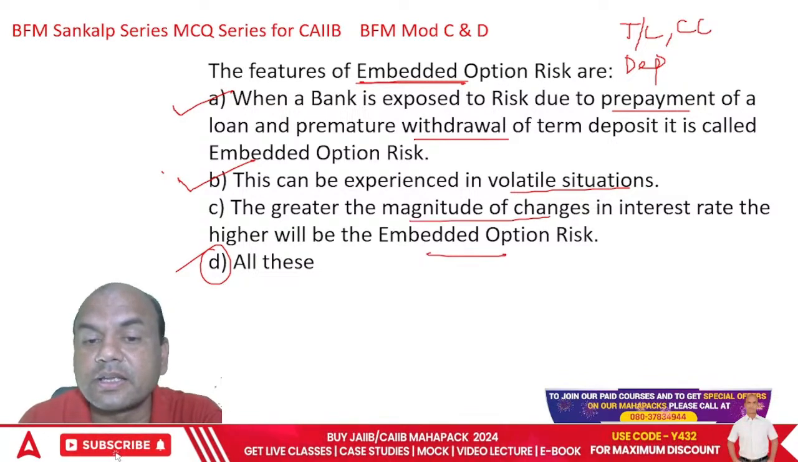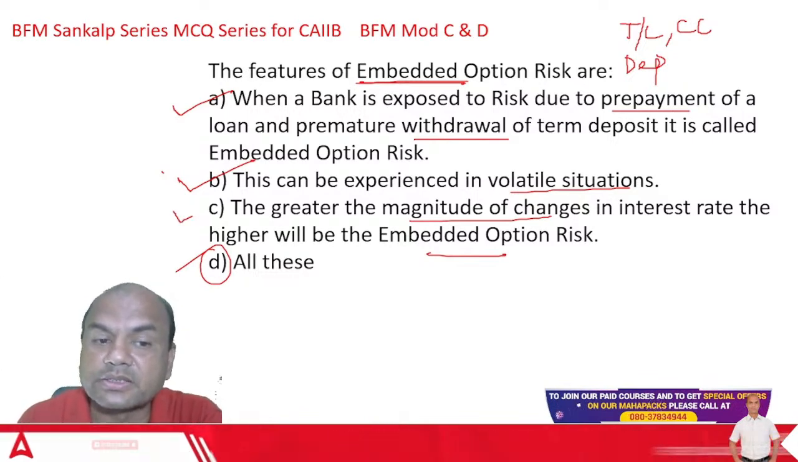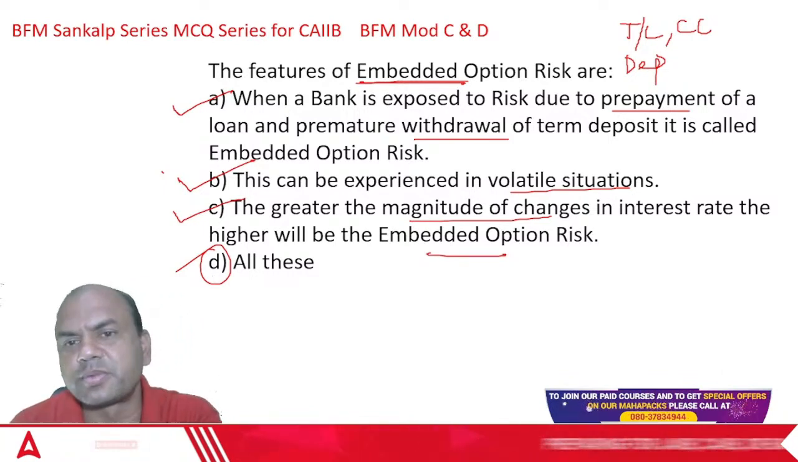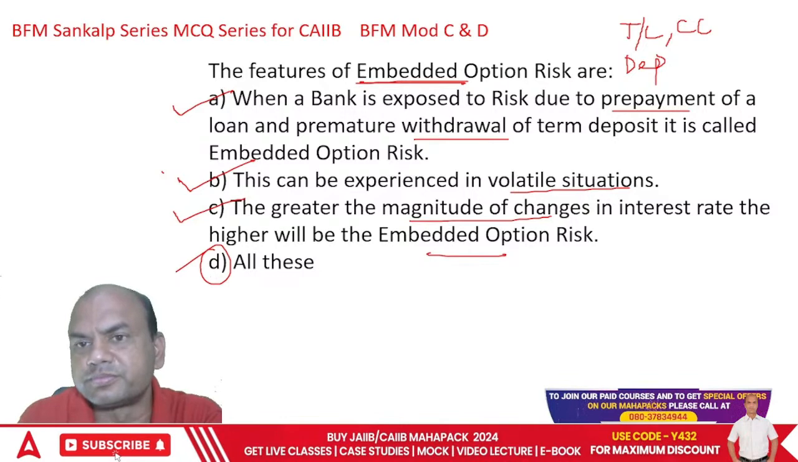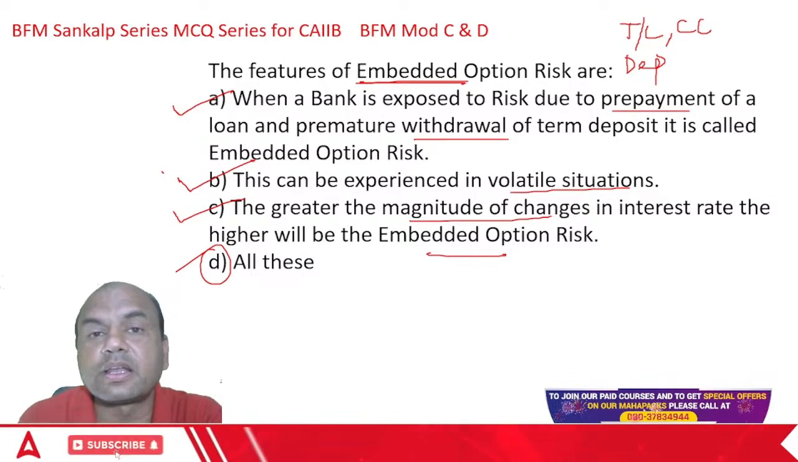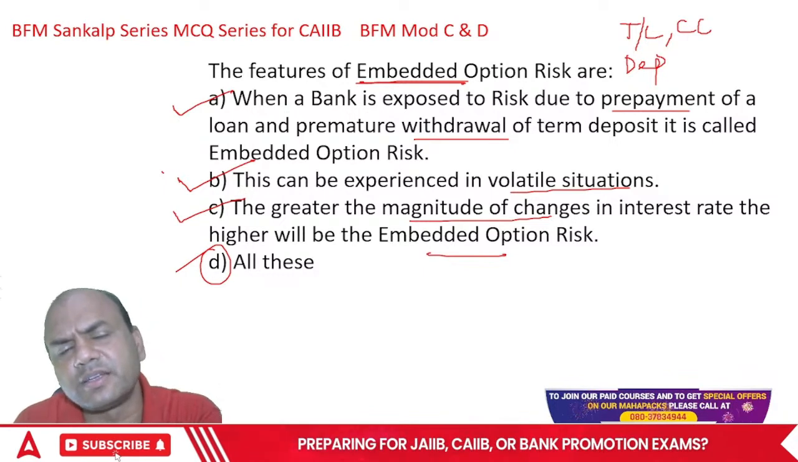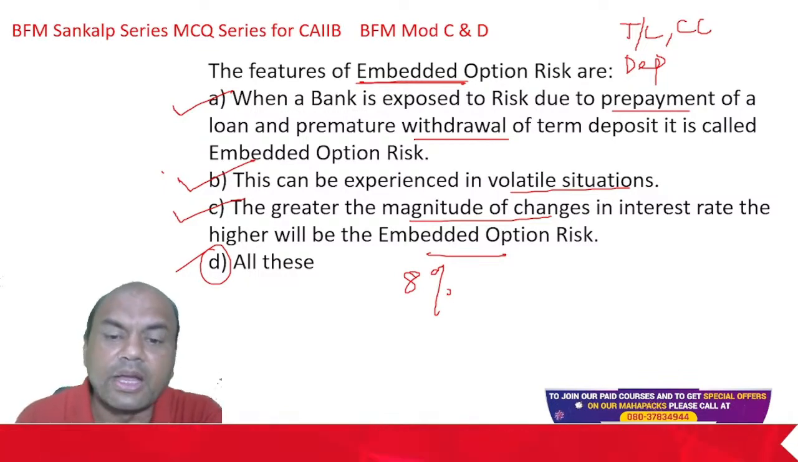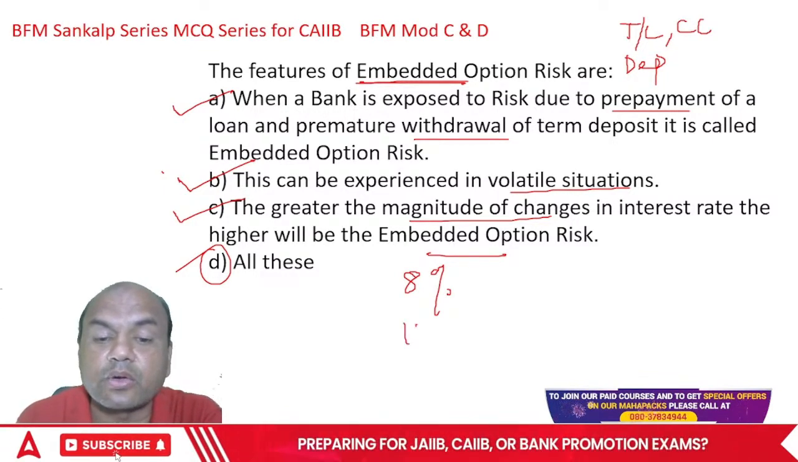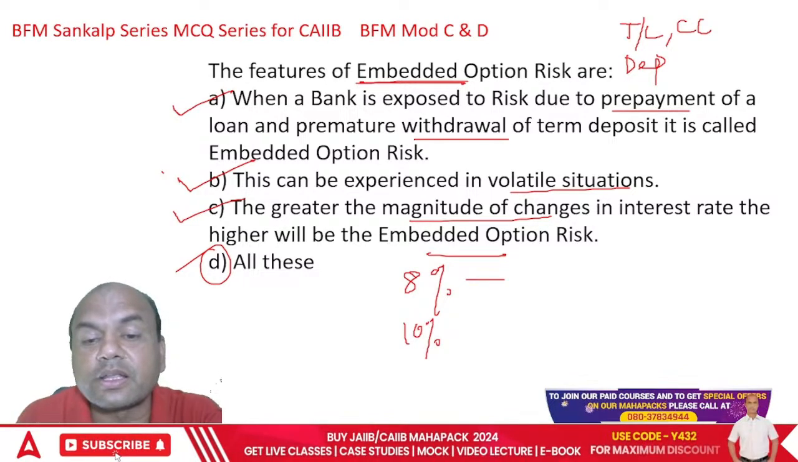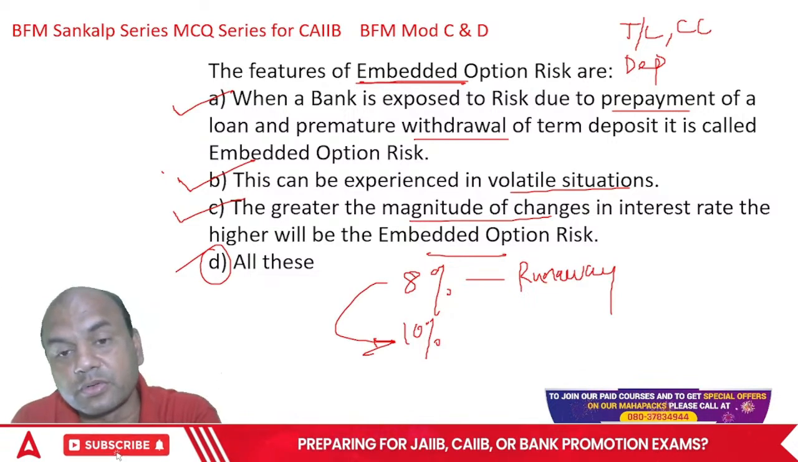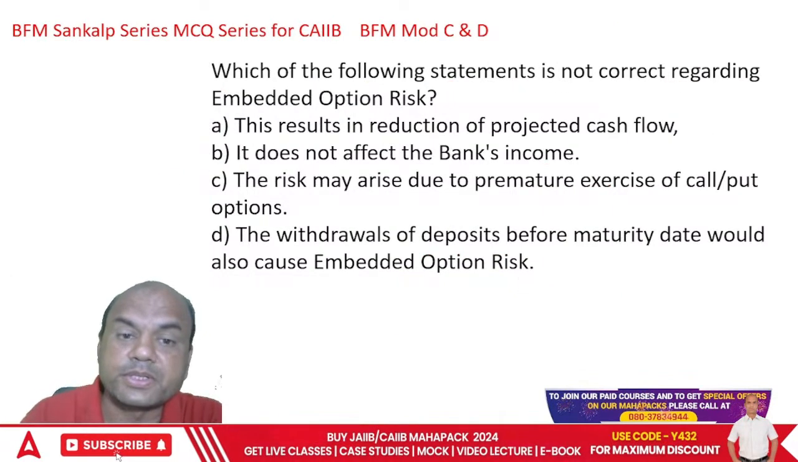So the more the changes in the interest rates, the more will be the embedded option risk. So that is correct. These things do happen in volatile situations, because what happens if the customer is having a loan with you? Due to volatility, the rate of interest of the loan changes drastically. Right now you are giving the loan at, let's say, 8% to this customer. And due to the volatile situation, your bank increases the rate to 10%. So good customers will run away from you. They won't stay with you. Why? Because 8 to 10, that 2% extra is a huge amount for larger loans. So this is embedded option.